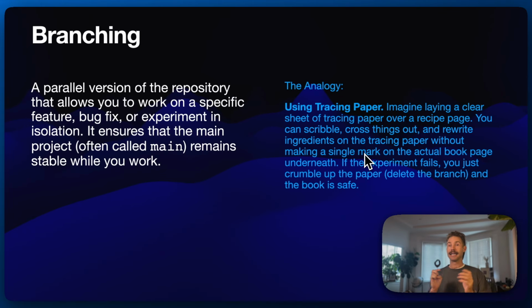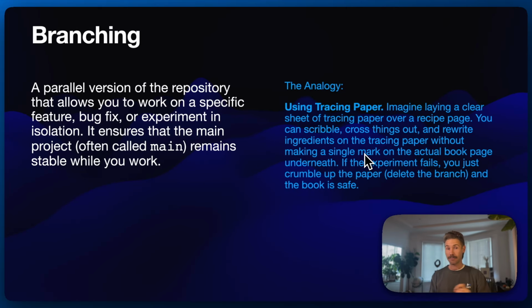And it basically allows you to work on a specific feature, bug fix, or do an experiment in isolation away from the main branch. Often when you create a repo, the default name is main, and then you can create feature branches or your working branches. And you can think of this as like tracing paper, where you've got your cookbook and then you put tracing paper on top of that.